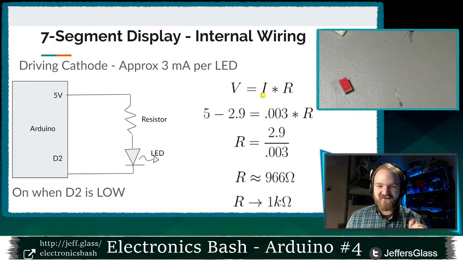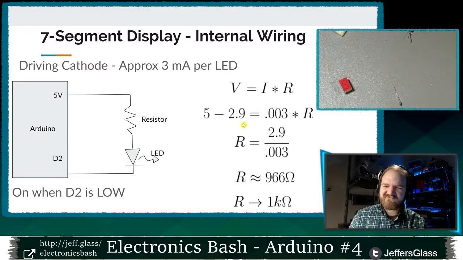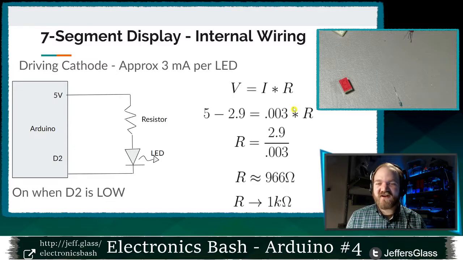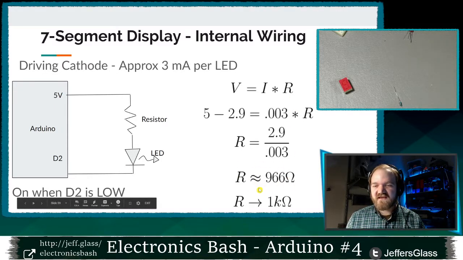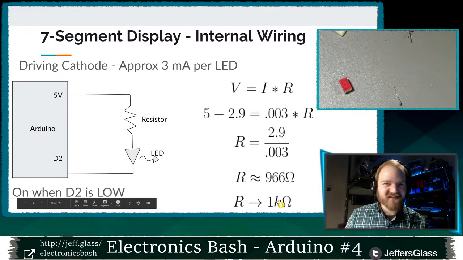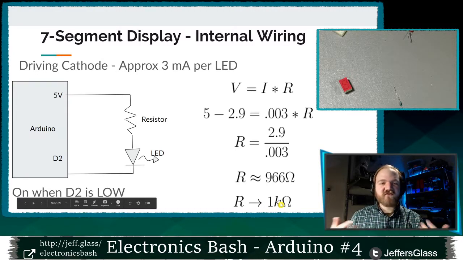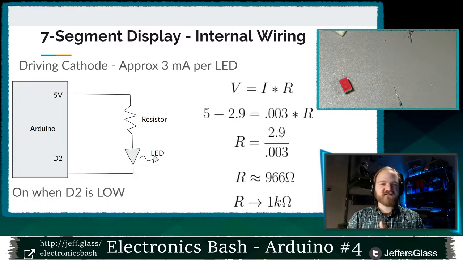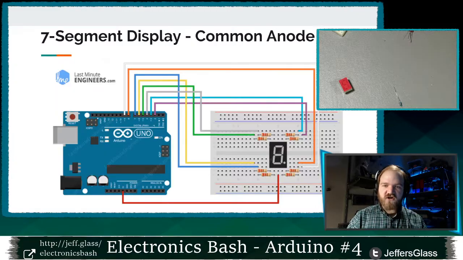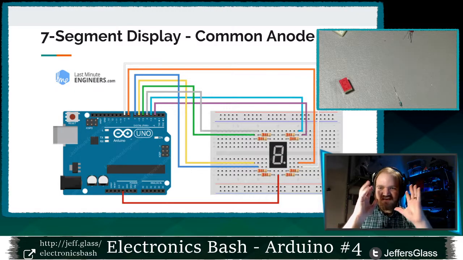This should look so familiar by now, right? I just do my V equals IR equation. I don't know why I have this 2.9 figure in here. I must have measured the forward voltage of these segments earlier. That seems wrong to me, but anyway. Assuming the forward voltage is 2.9, we can work through the math and find that our resistance should be about 966 ohms. So in my case, I just threw 1K resistors into my circuit anyway, right? So that's going to make sure when I put 5 volts across this resistor and one of these segments, no more than about 3 milliamps will flow. That seems pretty safe.